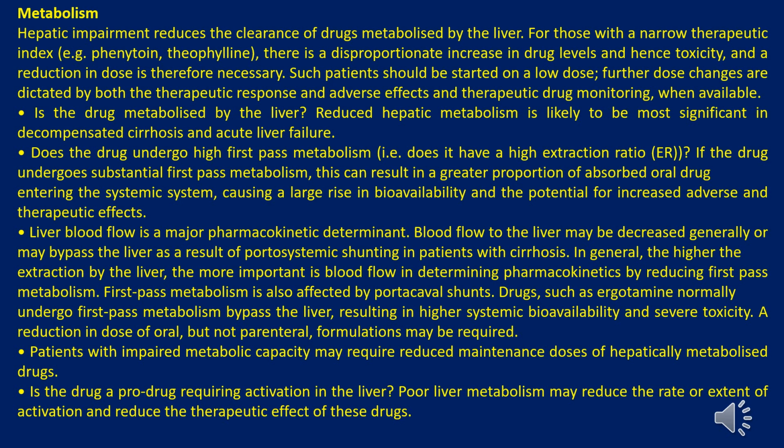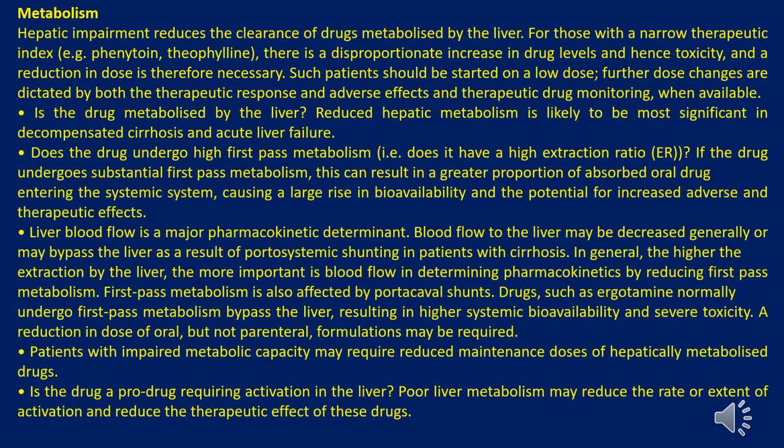Blood flow to the liver may be decreased generally or may bypass the liver as a result of portosystemic shunting in patients with cirrhosis. In general, the higher the extraction by the liver, the more important is blood flow in determining pharmacokinetics by reducing first-pass metabolism. First-pass metabolism is also affected by portocaval shunts.